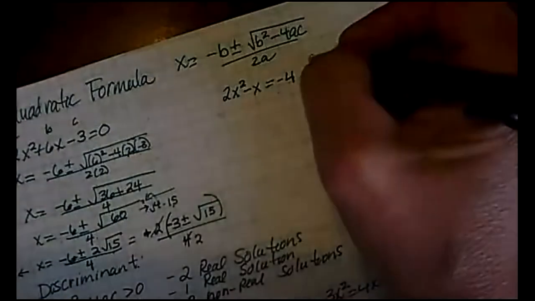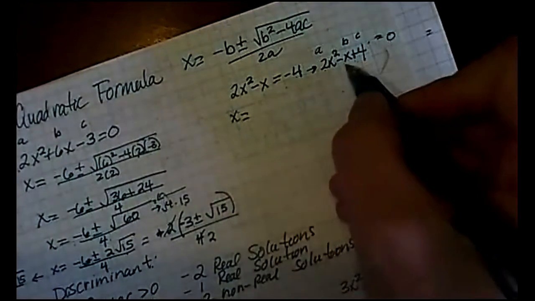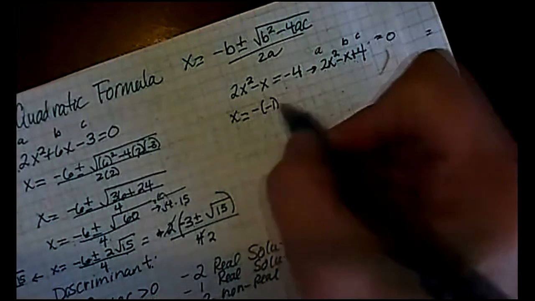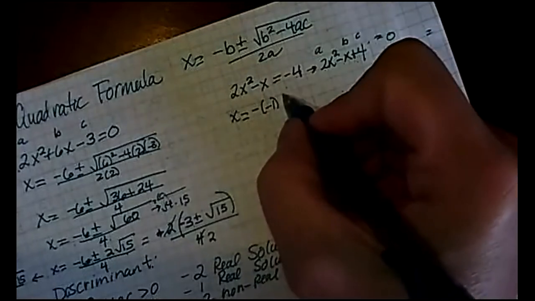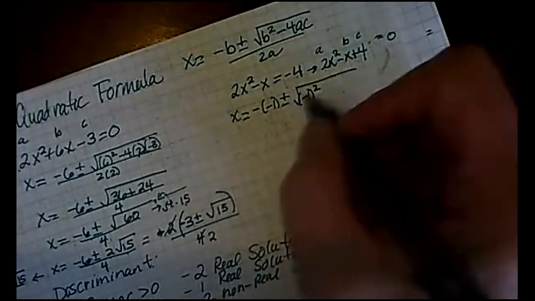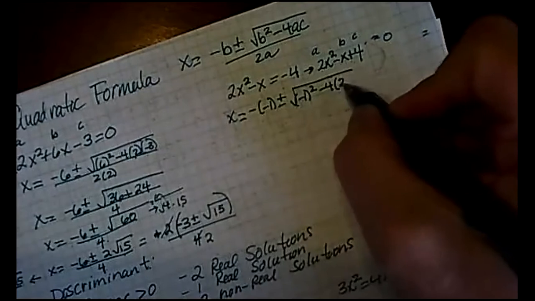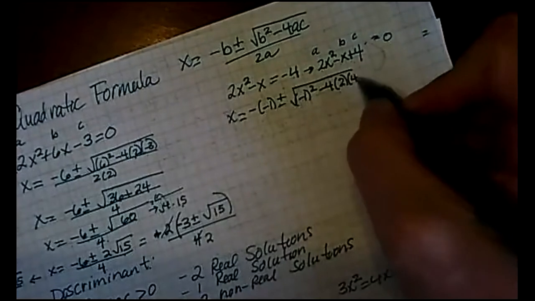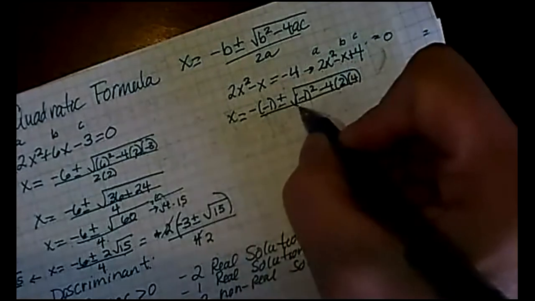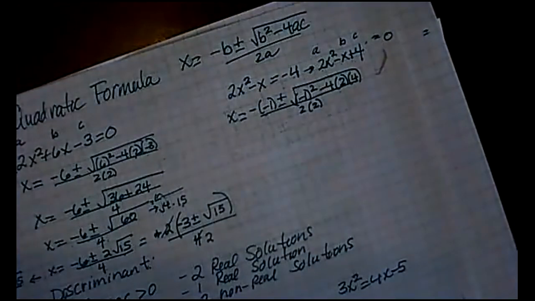So here's your a, here's your b, and here's your c. So we'll do x equals a negative b, so a negative 1, right? B is negative 1. Plus or minus b squared, so a negative 1 squared, minus 4 times a, which is 2, and c, which is 4, all over 2a, which is 2 times 2. All right, so let's work this out.